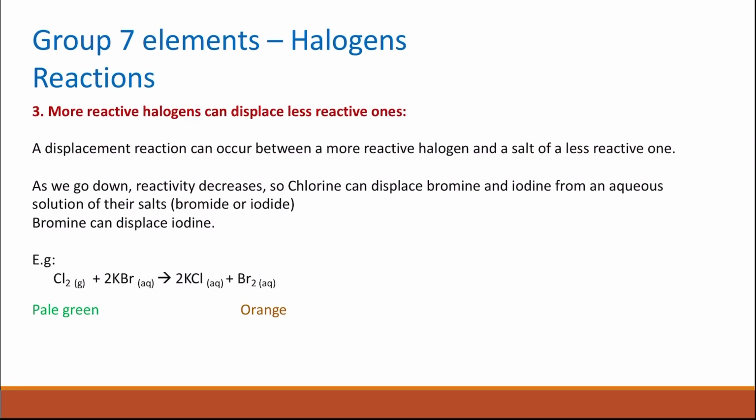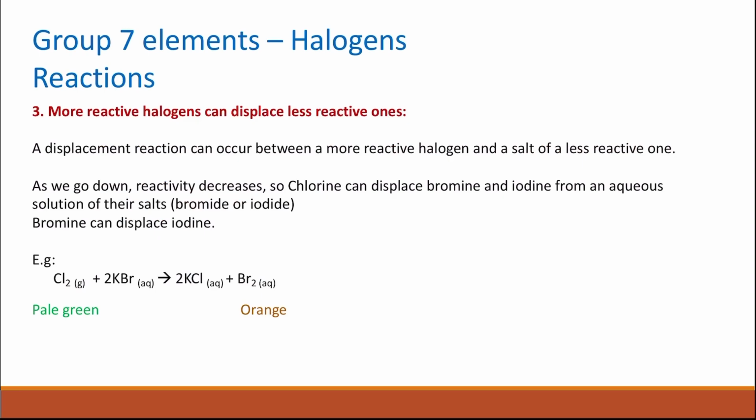A third type of reaction for the halogens is the displacement reaction. So the more reactive halogens will displace the less reactive halogens from their salts. What do we mean by this? That means if you have a halogen like chlorine and you react it with a salt of a less reactive halogen like bromine, as reactivity decreases down the group, then the chlorine will displace the bromine from its salt.